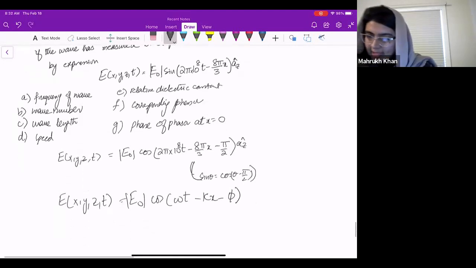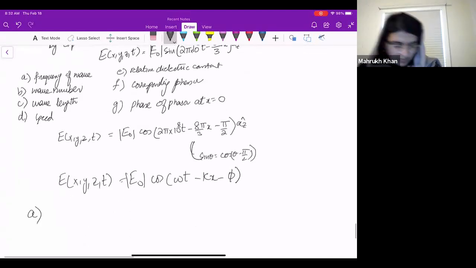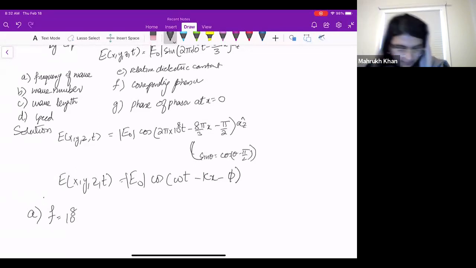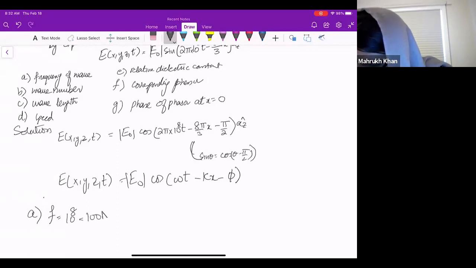Okay, so A part is frequency of the wave, which is 10 raised to power 8. Solution we have started here. And this is A. Okay, A is 10 raised to power 8. We are good. We can also write it as 100 megahertz.